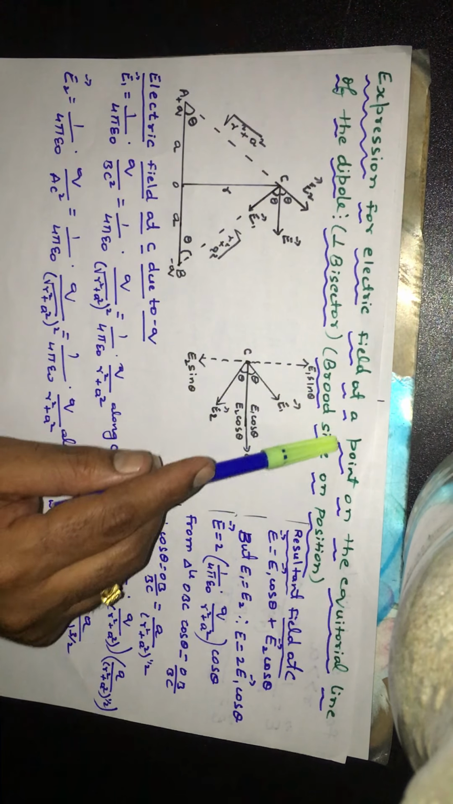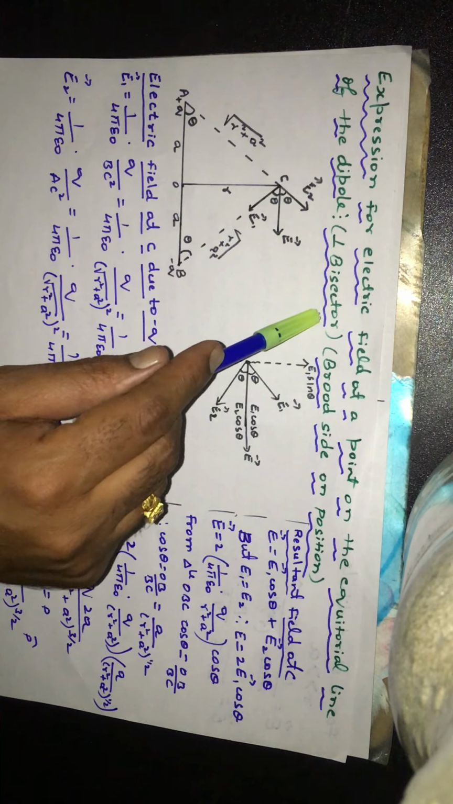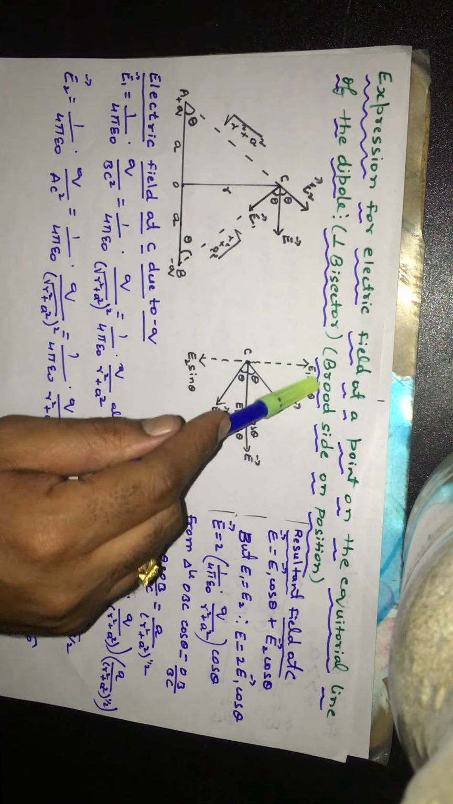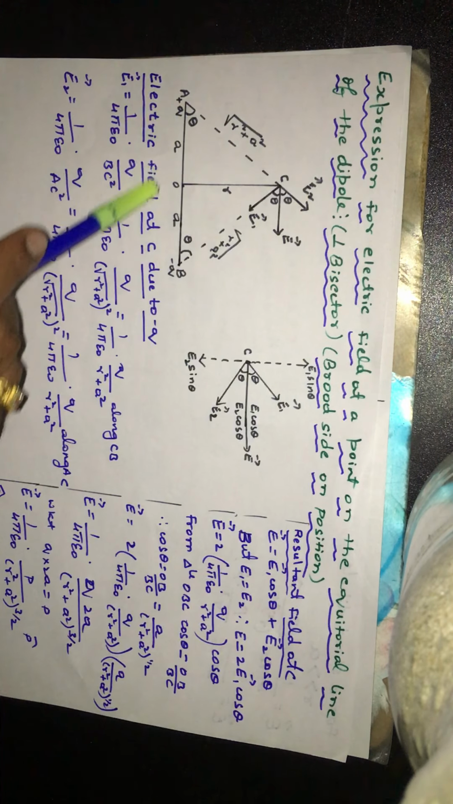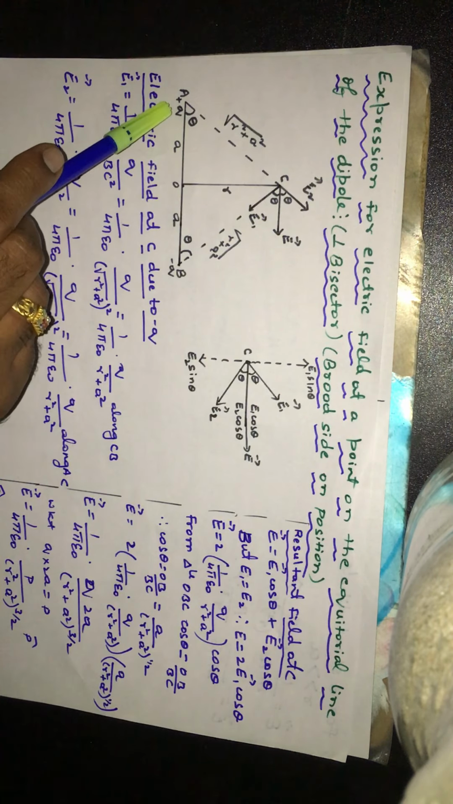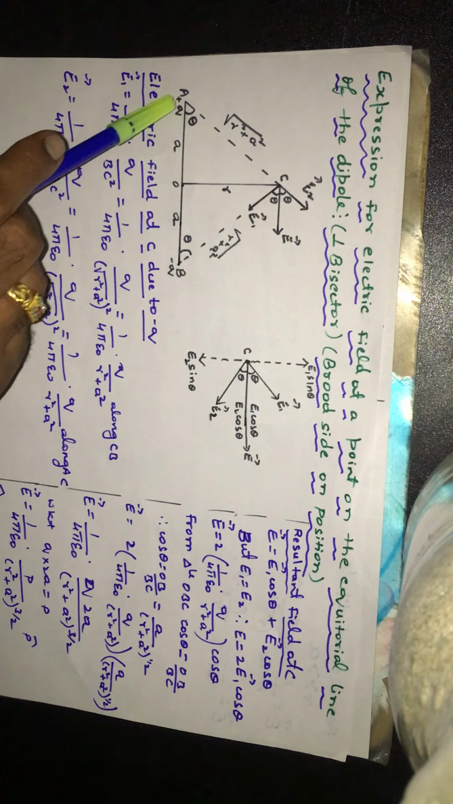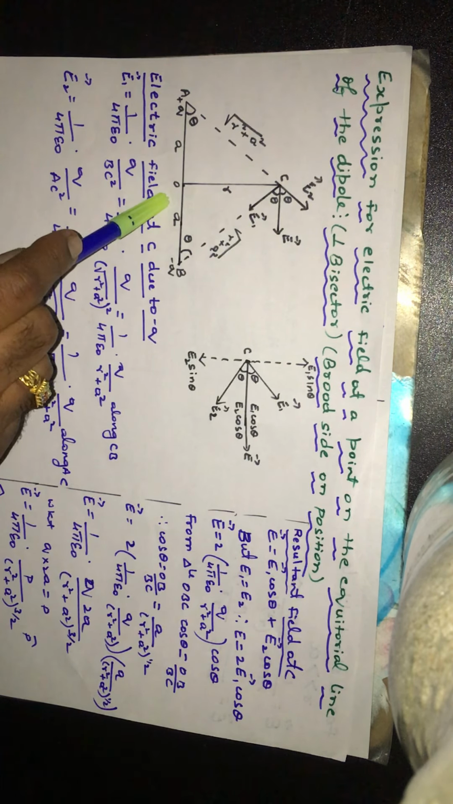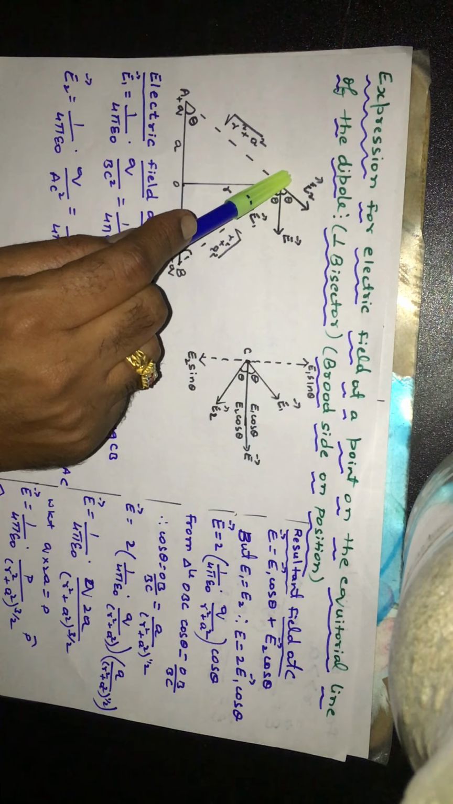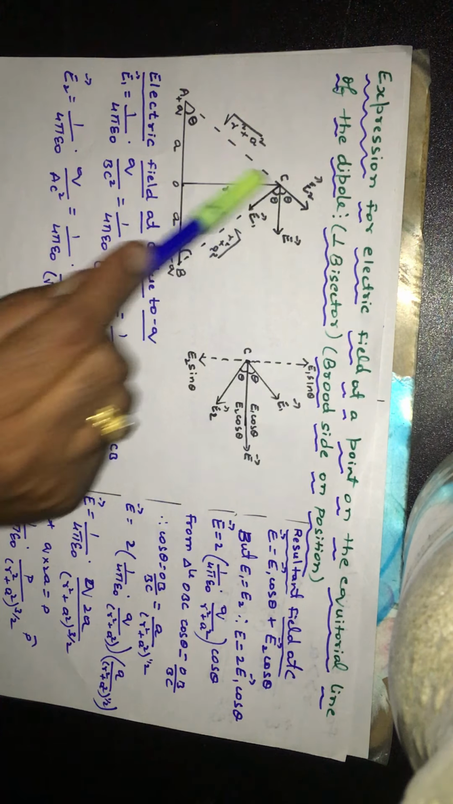Expression for electric field at a point on the equatorial line of the dipole, which is also called the perpendicular bisector or broadside on position. So you can understand here, I have considered a dipole. Charges plus q and minus q are placed at points A and B. O is the center of the line joining the two charges, that is, O is the center of the dipole. I have considered the reference point C here along the perpendicular bisector of the axis of the dipole.